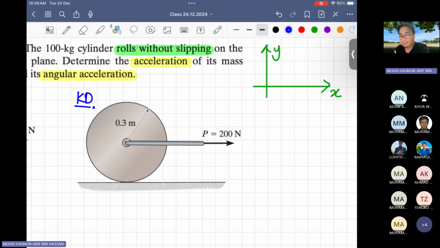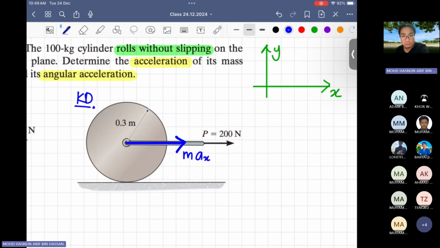Is there any motion in x-axis? Yes, okay. So if there is motion in x-axis, then in the kinetic diagram, we will have one arrow pointing in x-axis. So what do we call this? We call this as MAx. Okay, so this is one arrow.